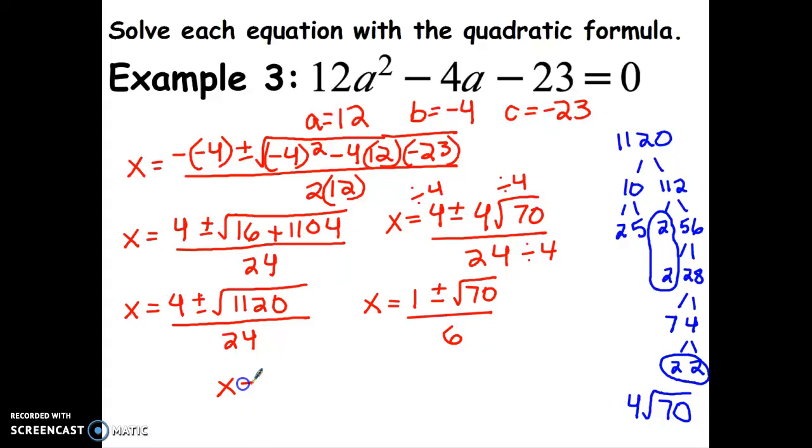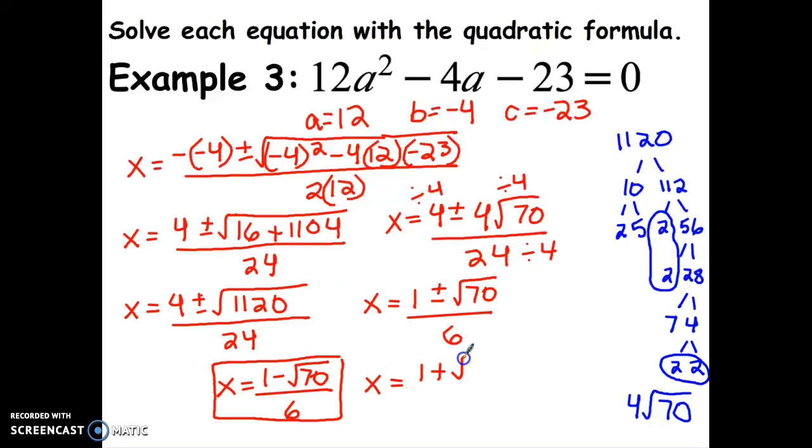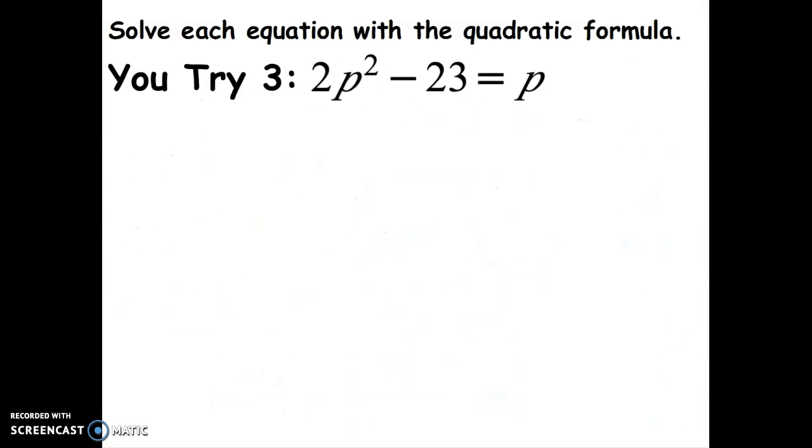So we're just going to break it up so we see our two answers. 1 minus square root of 70 over 6, and 1 plus square root 70 over 6. And that is our final answer. So you will have some answers that look like this. They don't come out to a nice, simple number. It will look like this mess right here, but this is the correct answer. So now go ahead and move on to the you tried number 3 and press play when you're ready to see what you should have gotten.